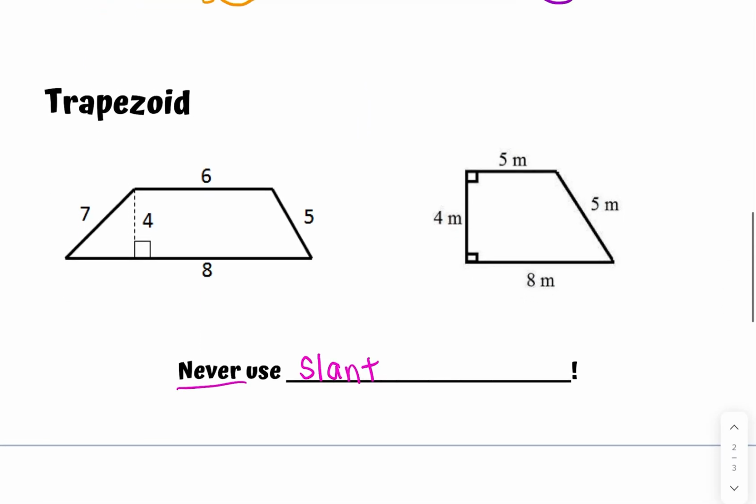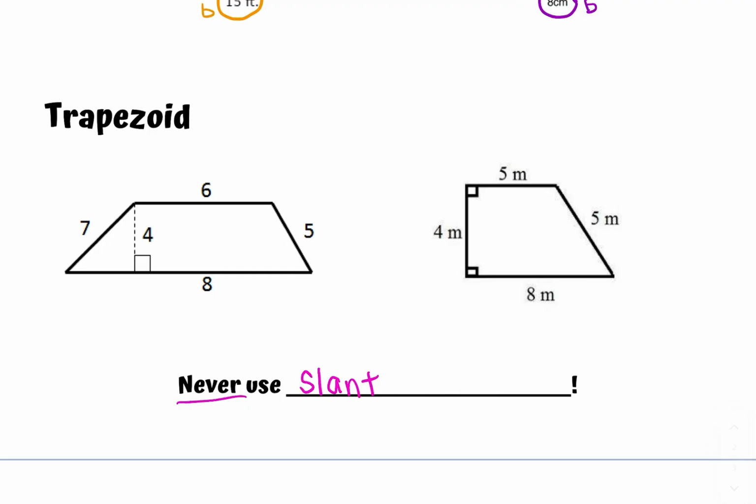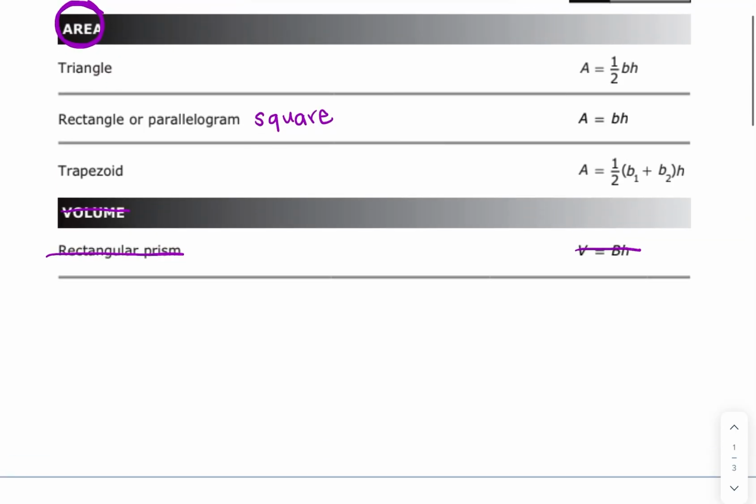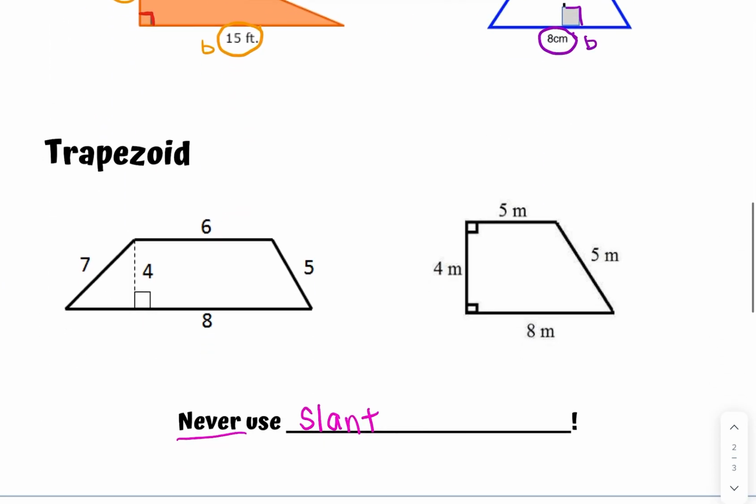Okay, moving on to trapezoids. So trapezoid, first let's write down our formula. So let's go back to the front. Trapezoid is right here. That's a big formula. So let's go ahead and write that down.